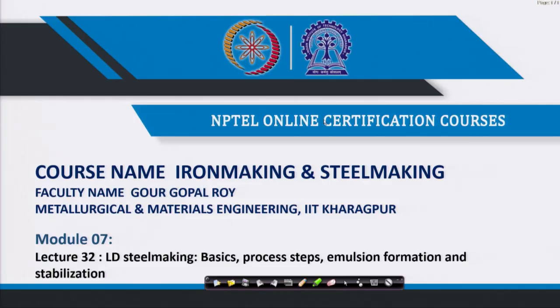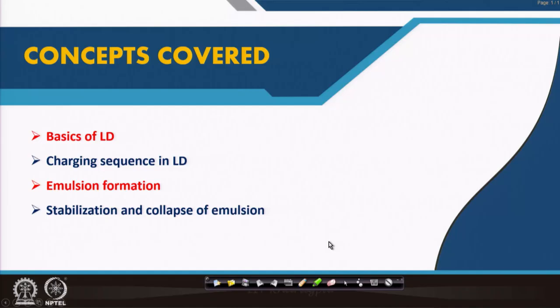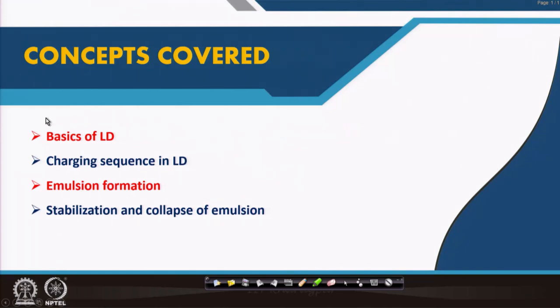Okay, in this lecture, I will discuss the LD steel making. First of all, we discuss the basics of steel making process steps, emulsion formation, and stabilization. So, these are the concepts covered. First, I will discuss the basics of LD, then the charging sequence in LD, how the scrap and the hot metal is charged in the LD, and in which sequence.